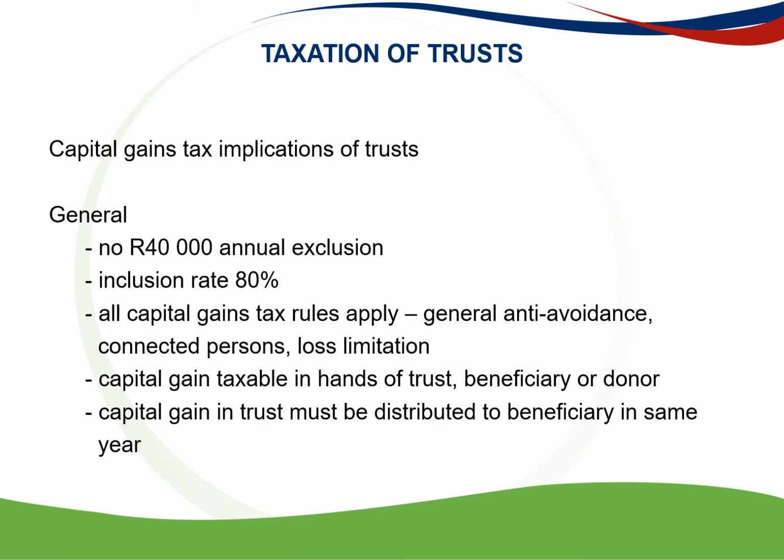Capital gains tax implications of trusts. In general, there's no R40,000 annual exclusion for a trust, and the inclusion rate for a trust is 80%, and all capital gains tax rules apply. So those are the general anti-avoidance rules, connected person rules, and loss limitation rules. And a capital gain is either taxable in the hands of the trust, the beneficiary or the donor. And a capital gain in a trust must be distributed to the beneficiary in the same year that that capital gain was made by the trust.